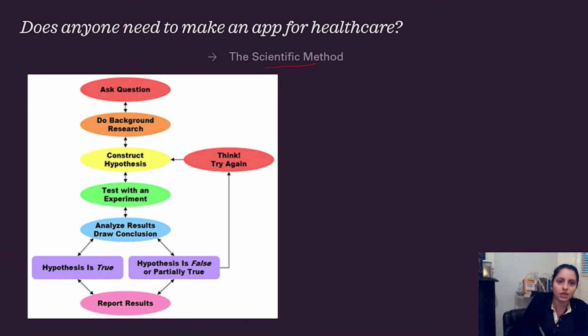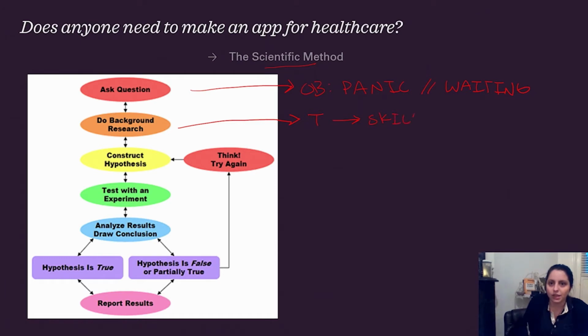I'm going to give you a second to just look this over. These are the different steps in the scientific method. You start with an observation. Let's say that you notice that people are having panic attacks in healthcare situations, specifically in hospital waiting rooms. You do research and you find out that people are going to therapy, but they can't use their skills. Something is getting in the way of using skills in hospital settings.